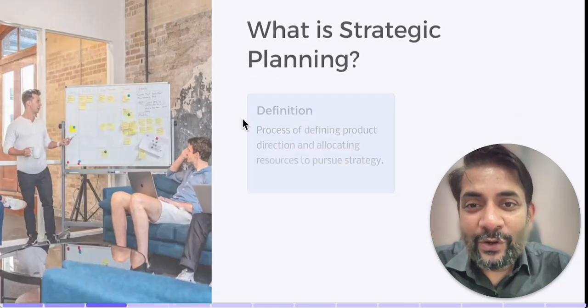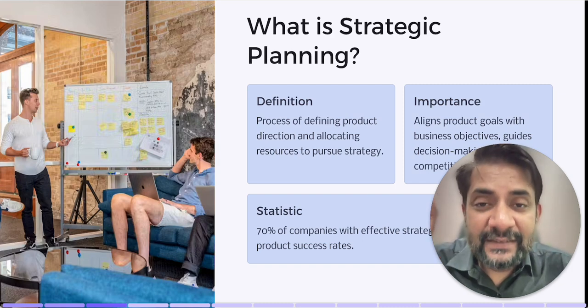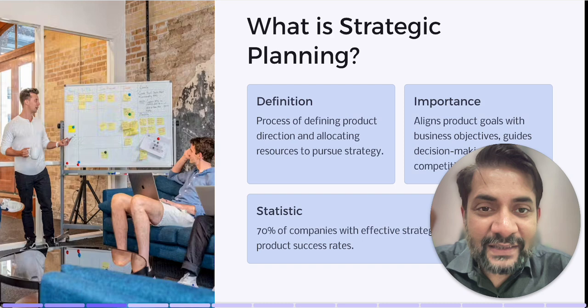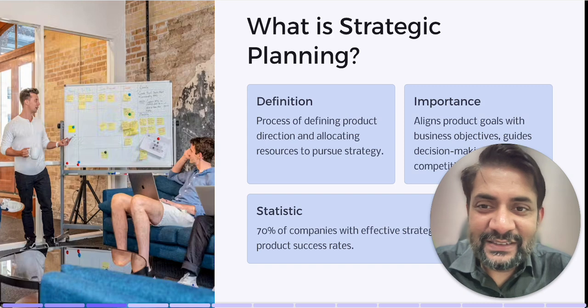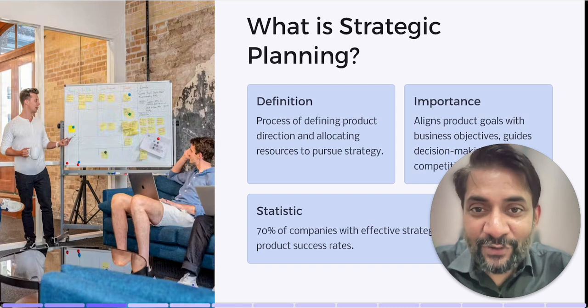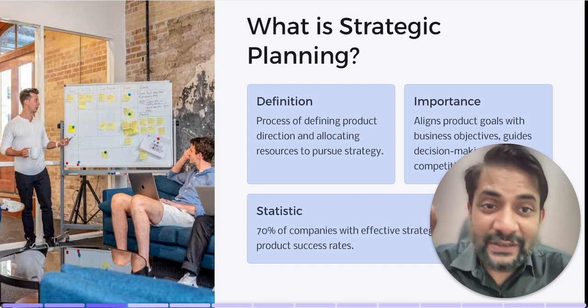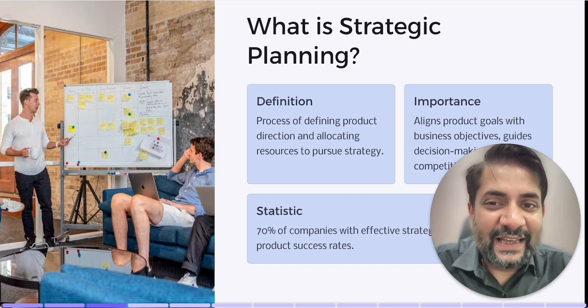Starting with, what is strategic planning? Strategic planning is the process of defining a product's direction and making decisions on allocating resources to pursue this strategy. It involves setting long-term goals, determining actions to achieve those goals, and mobilizing resources to execute the actions.